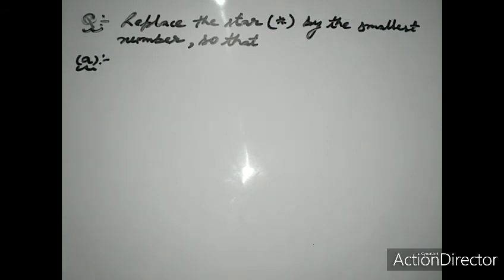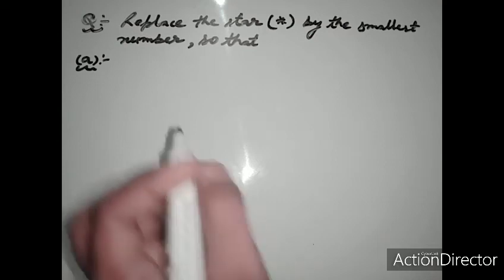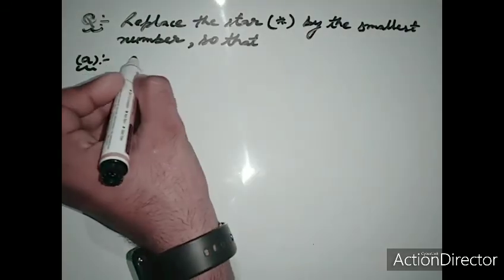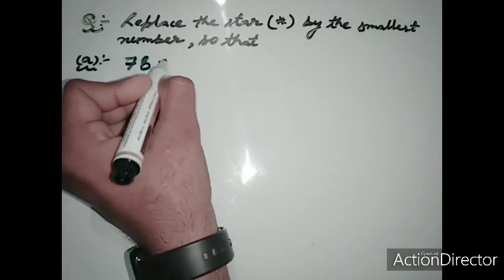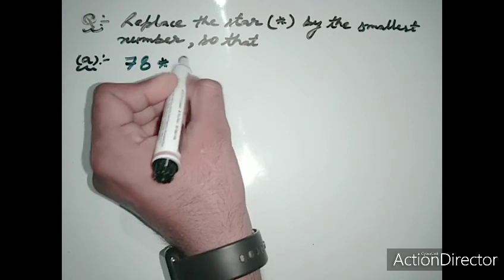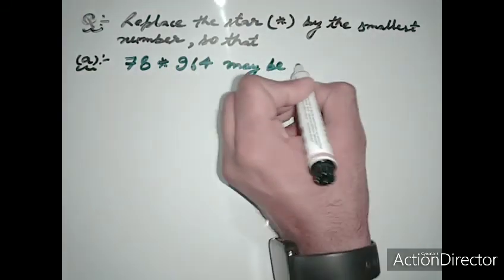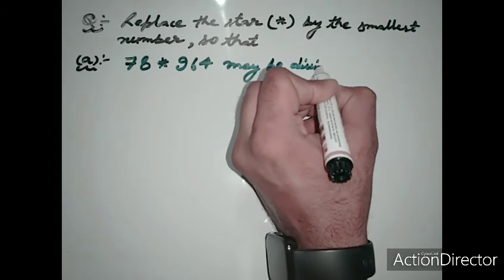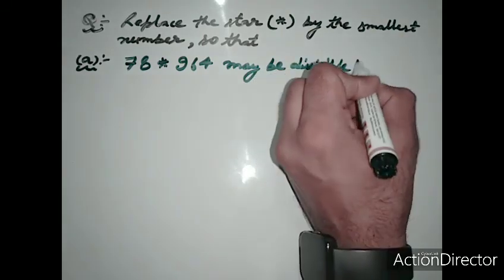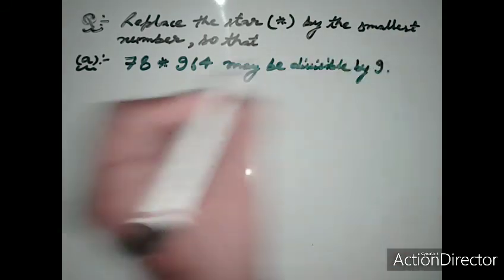And dear students, you also try some other questions in your exercise 6B by yourself, the first question, right? And you check the divisibility by the different numbers. Now 78*964 may be divisible by 9.